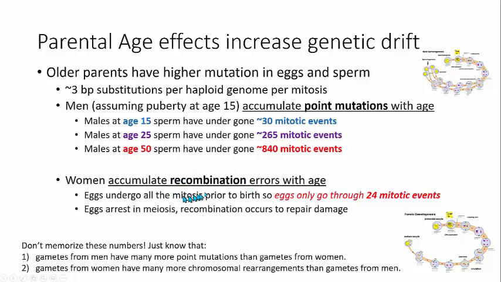So if the egg is fertilized and there's been a recombination event going on and it gets abruptly stopped, or the DNA gets broken because of the recombination event, then in fact you will get large effects on the DNA like chromosomal rearrangements, large deletions, large insertions, translocations.